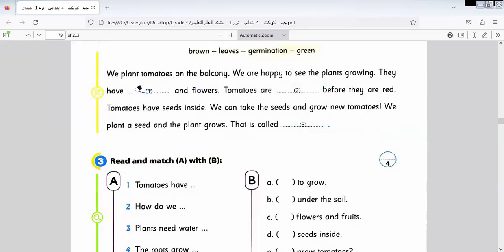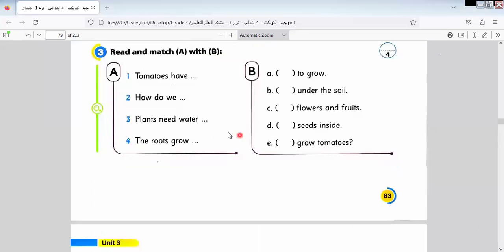Let's go to another question here. Next question. Here we have: tomatoes have what? Tomatoes have seeds inside. So this is number one. How do we grow tomatoes? I'm listening, you're saying when grow, you are clever people. Plants need water. We need water. We take next year in grade 5 that plants need water, air, and soil to grow. Okay, plants need what? They need water.